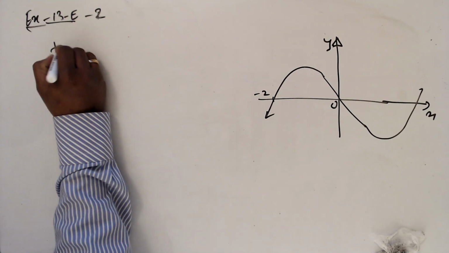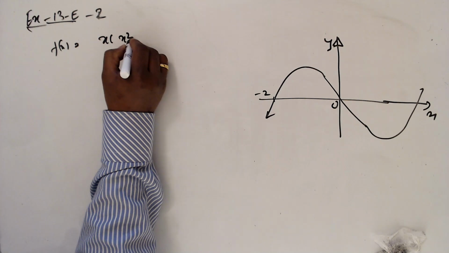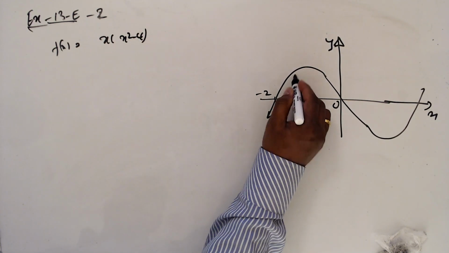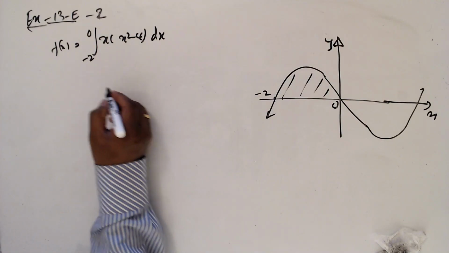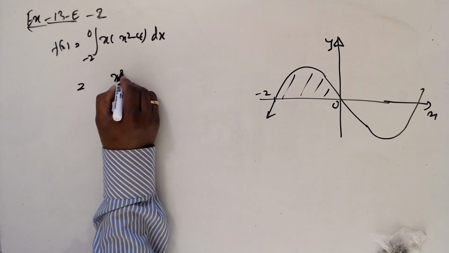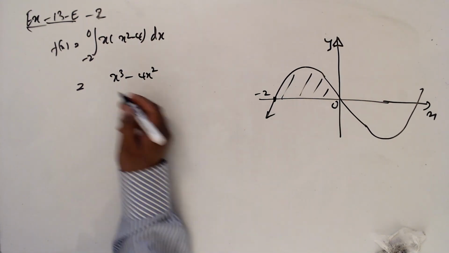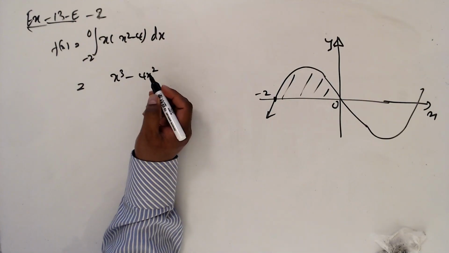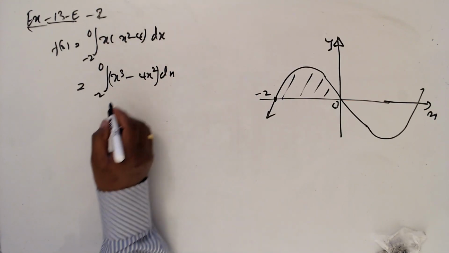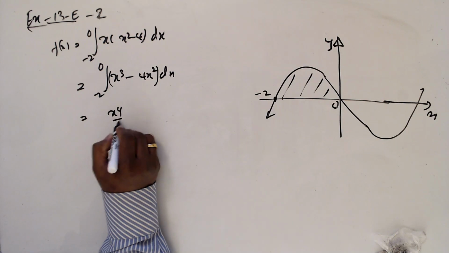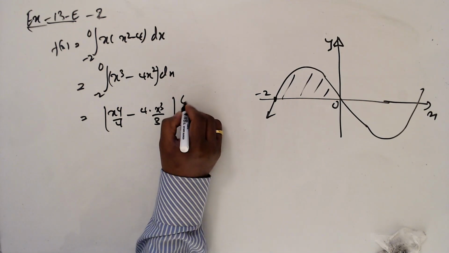Question number 2, this curve is x times (x square minus 4). We want to integrate from minus 2 to 0 dx. So this is x cube minus 4x square. We know the x values, minus 2 and 0. We don't need to worry, we don't need to find them. We have to work out minus 2 to 0 dx. I expand this one. Now integrate: x to the 4 over 4 minus 4 x cube over 3, from minus 2 to 0.